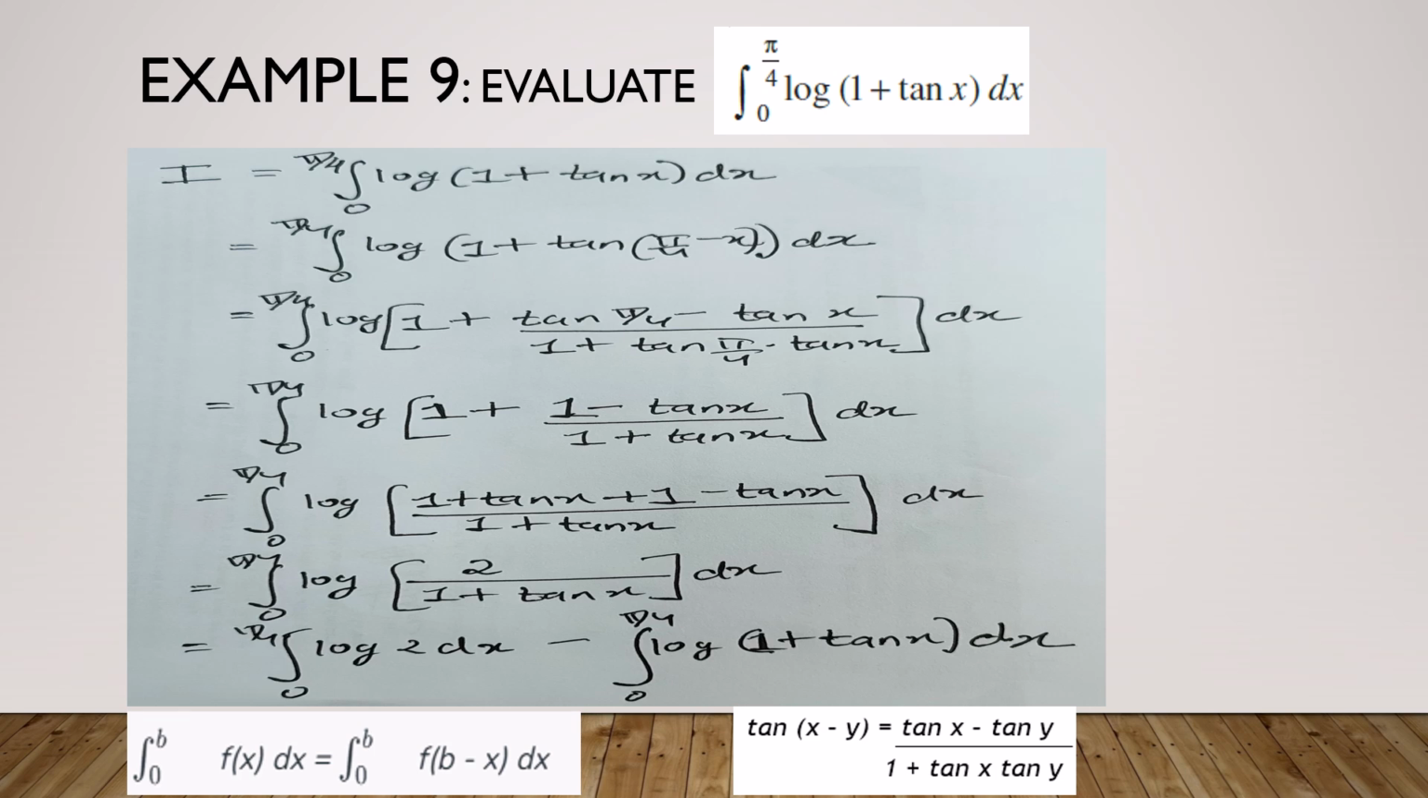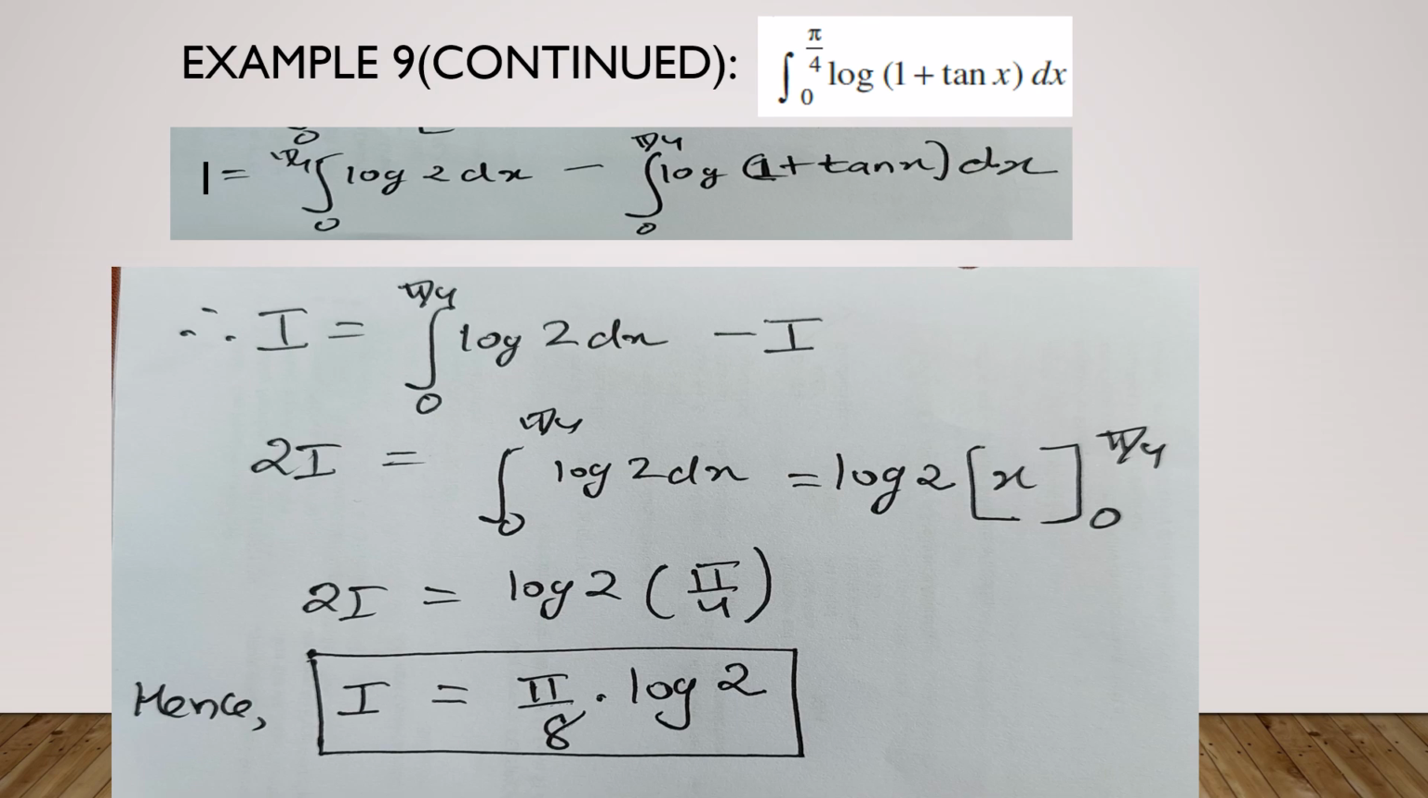So just put the values. Tan pi by 4, you know tan pi by 4 is 1. So now after simplification you get this as integral 0 to pi by 4 log of 2 upon 1 plus tan x. So now log function, log a upon b is log a minus log b. So this is equal to integral 0 to pi by 4 log 2 dx minus integral 0 to pi by 4 log of 1 plus tan x dx. But the second term is our original integral I itself. This is the reason why we are doing this.